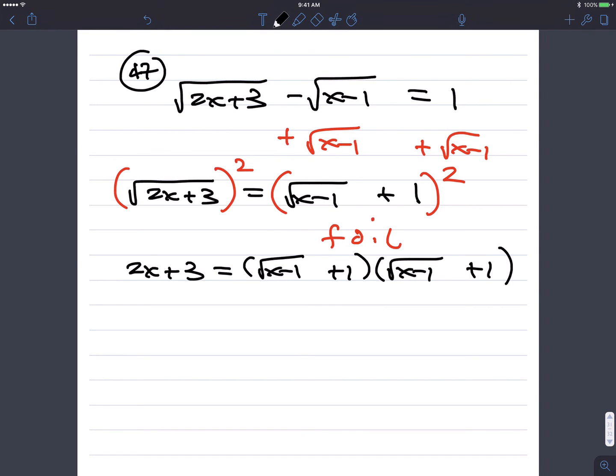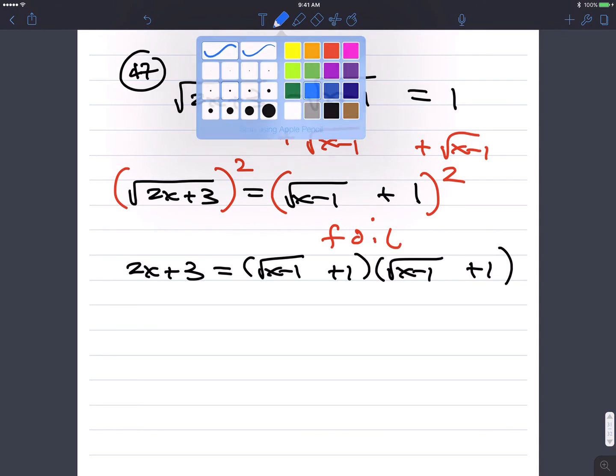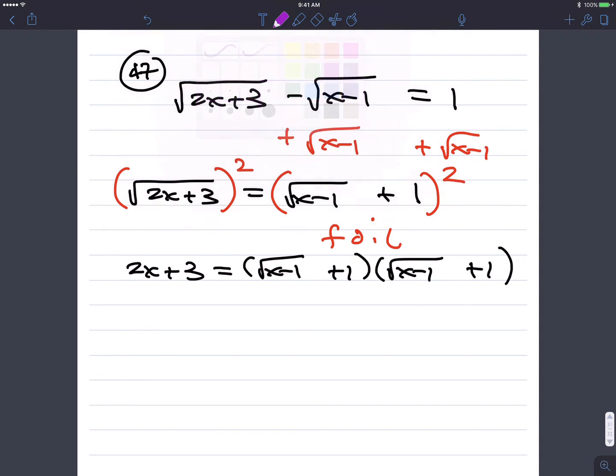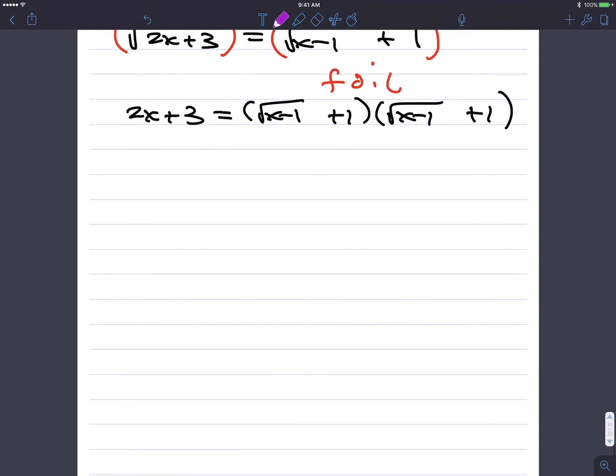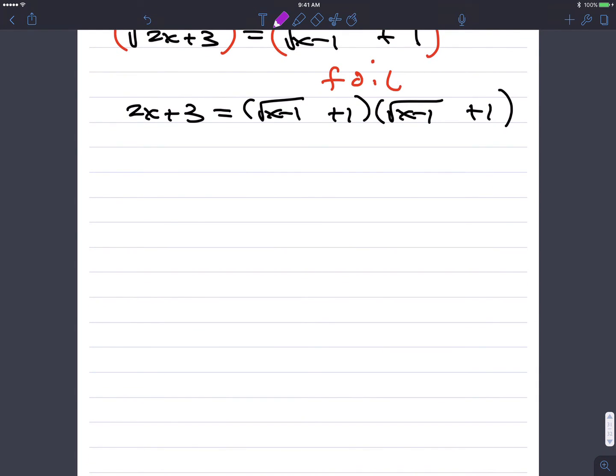Use FOIL. And on the left, you get 2x plus 3. Well, I guess if we're going to use FOIL, we have to bring out our FOIL box. So now is a good time to bring out that FOIL box. Okay, I'm going to have the radical x minus 1 and the number 1, x minus 1 and the number 1.